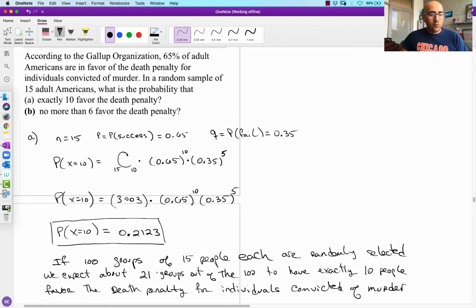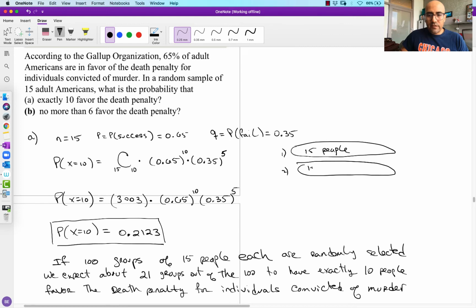Okay, so imagine 100 groups of 15 people each, so we kind of visualize that. Group number 1, here's 15 people. Group number 2, another randomly selected 15 people, and so on and so forth. And we do that for 100 different times. There's this last group, which also has 15 people.